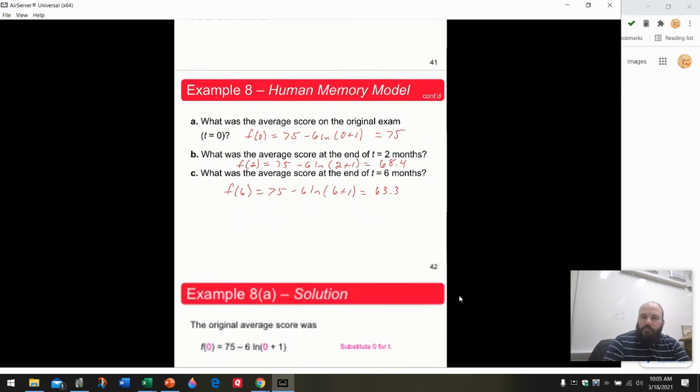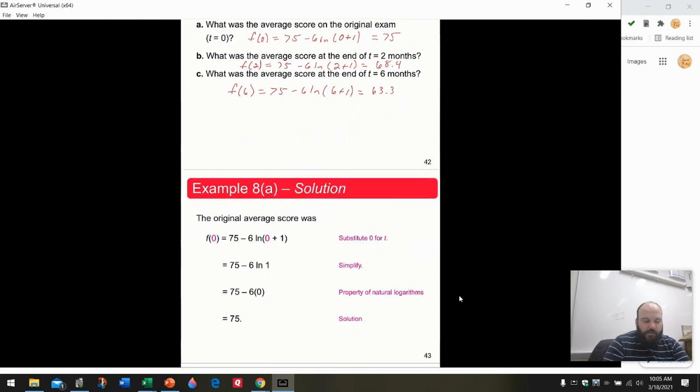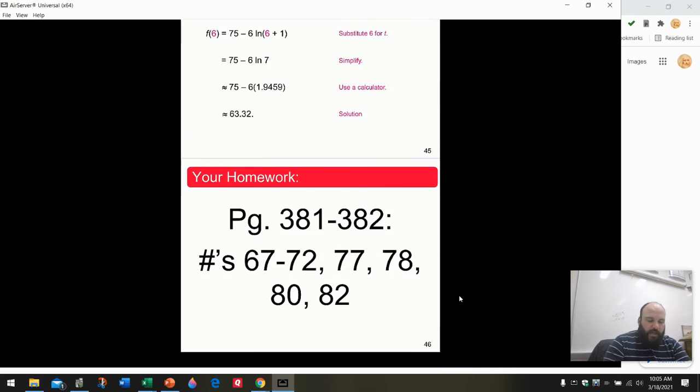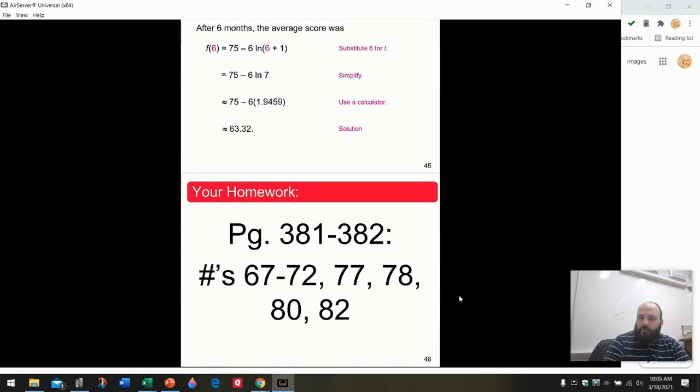So there's a word problem utilizing logarithmic equations. What I would like you to do for today is work on a few of these on your own.